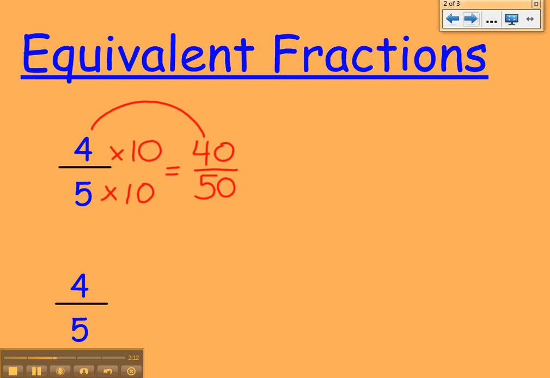But I can find more equivalent fractions. Let's say you like to multiply by 2 because you know your 2's really well. I can do 4 times 2 and 5 times 2. I would get 8 over 10. This means that 4/5 and 8/10 are also equivalent fractions. To find an equivalent fraction, I multiply the numerator and denominator by the same number.